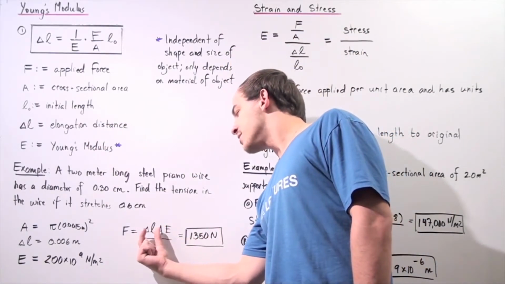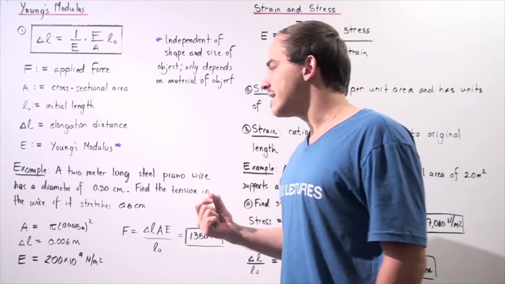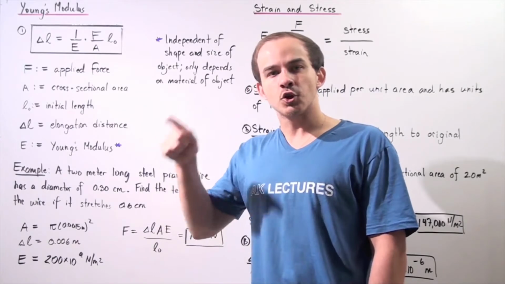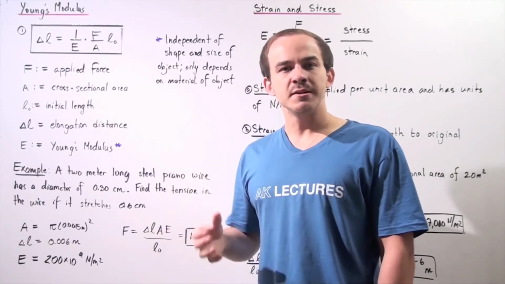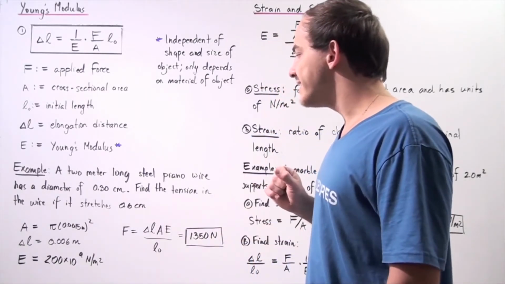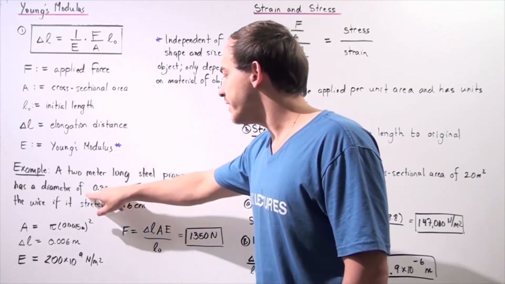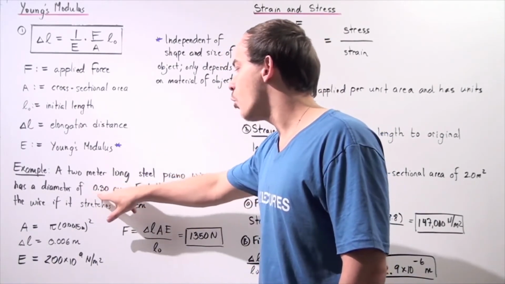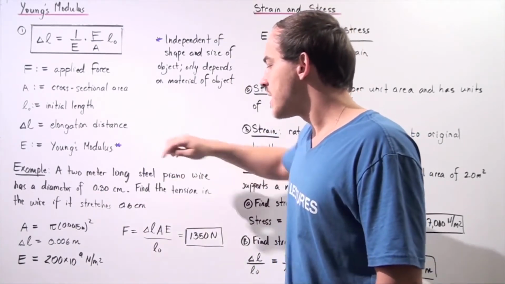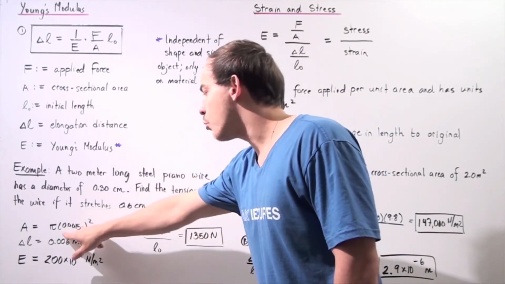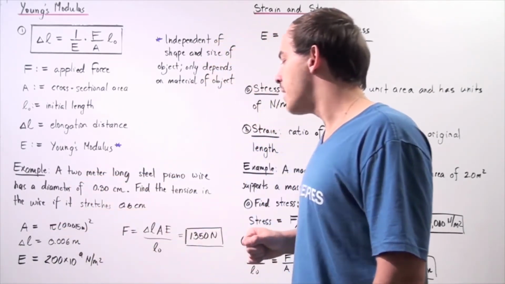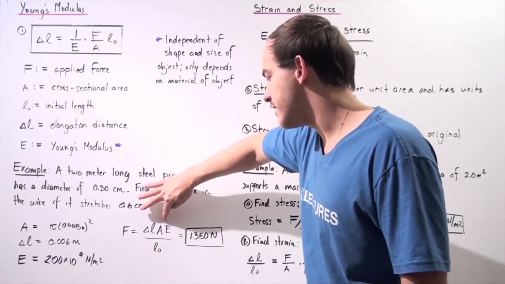And we can find the area by simply realizing that the wire is circular, and so that means to find the cross-sectional area of the wire, we simply take pi and multiply by the radius squared. The radius in this case is simply half of this quantity, 0.15 centimeters. Now to convert it to meters, we divide by 100, and we see that our radius is 0.0015 meters. We square that and multiply by pi. And the quantity we plug into this A.